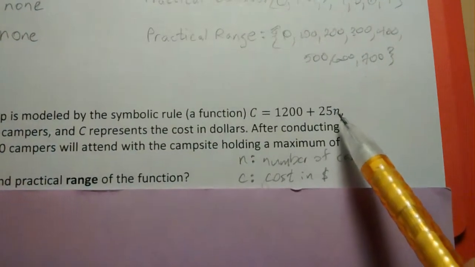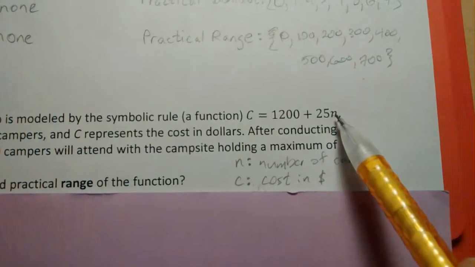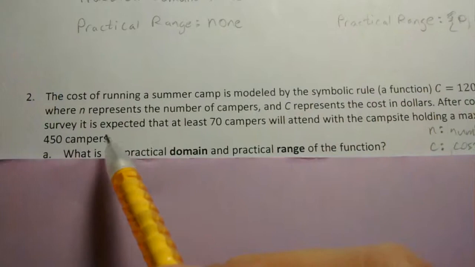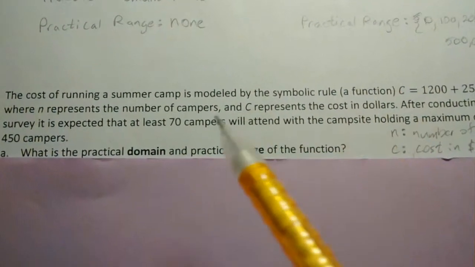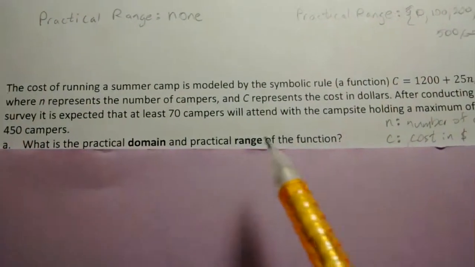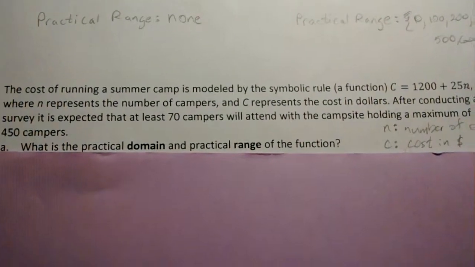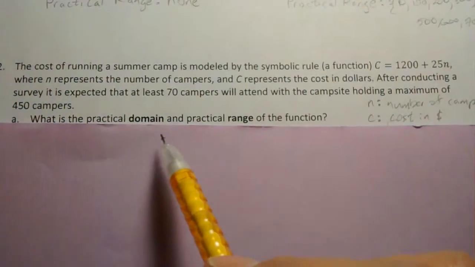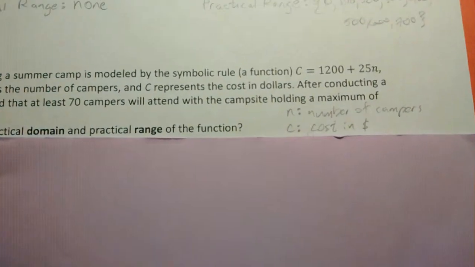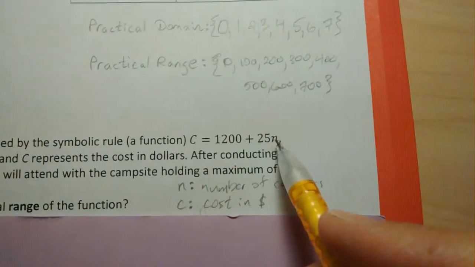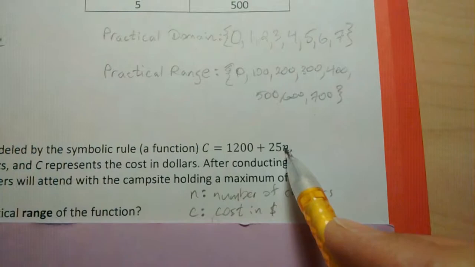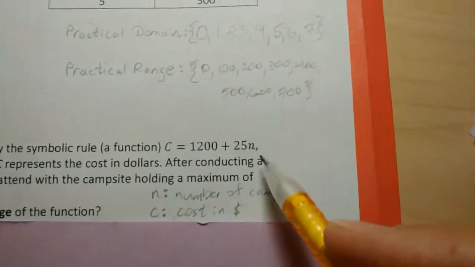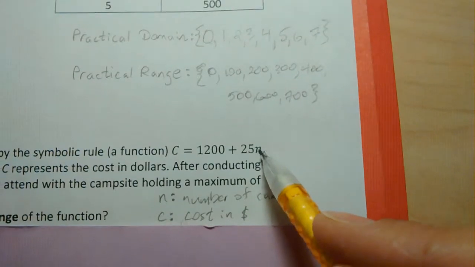Could n be 1,000 campers? Possibly, but what does the information in the situation give us? We have a maximum of 450. So now we have within the information itself the answers we're looking for, and that's what we're asking you to do: examine the information given, use the definition of this, and then come up with a collection. So hopefully you're thinking from 70 to 450, right? From 70 to 450 would be possible replacement values for n.